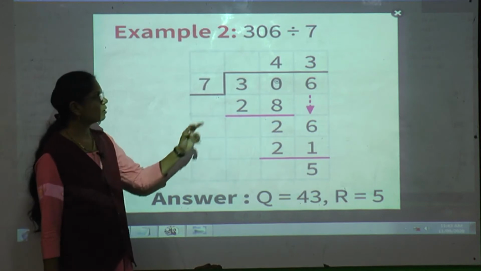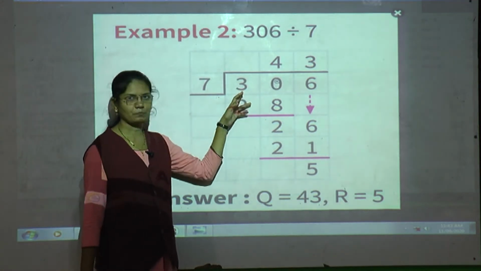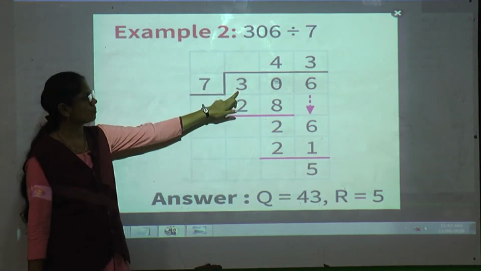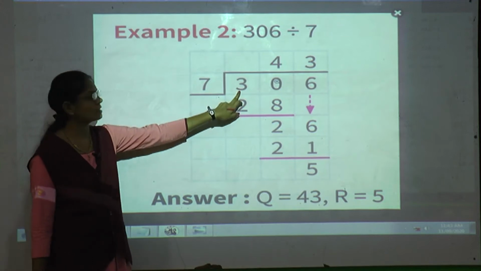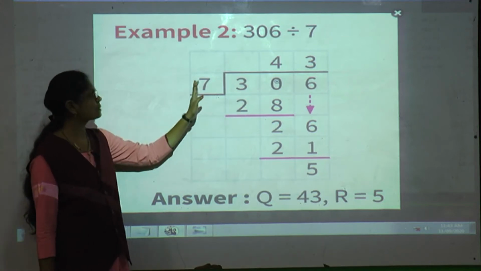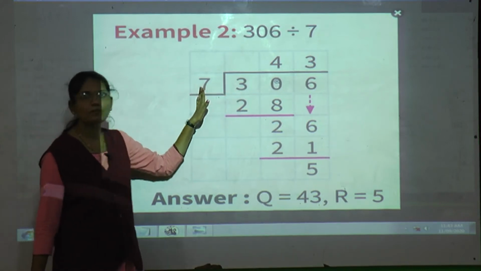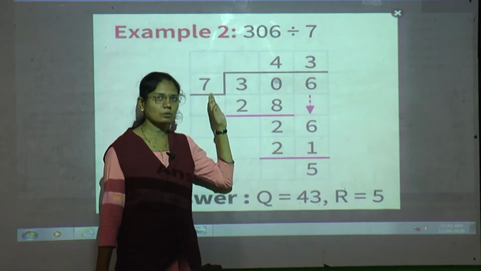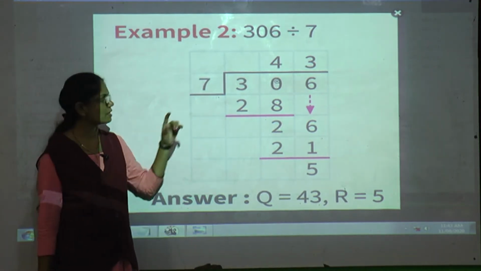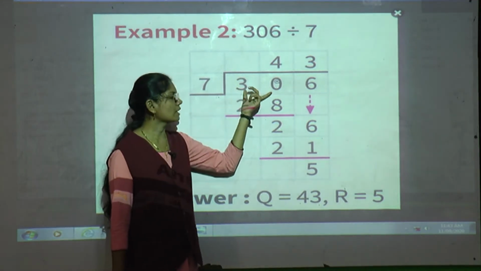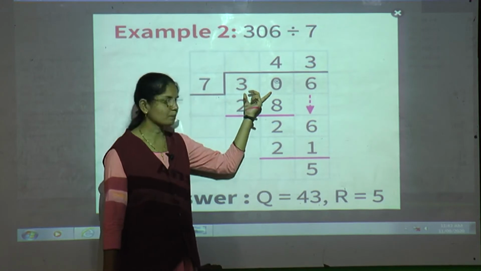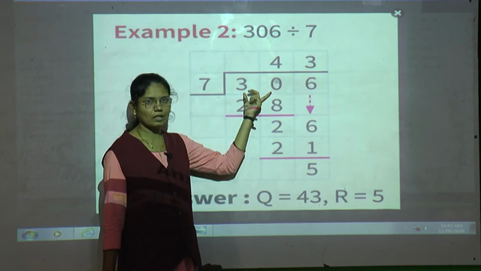Now see the first number. We will start from the first number, which is at hundreds place. It is a 3 and 3 is smaller than 7. So here 3 divided by 7 we can't do. Then what we will do? Instead of 3 we will take these two numbers together. Now 30 is there.